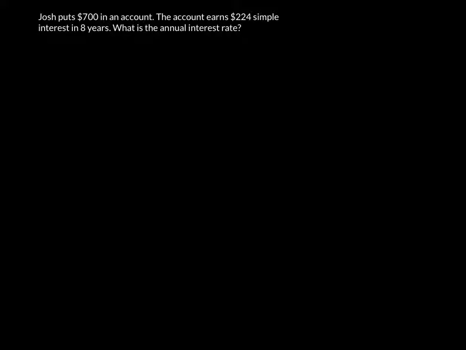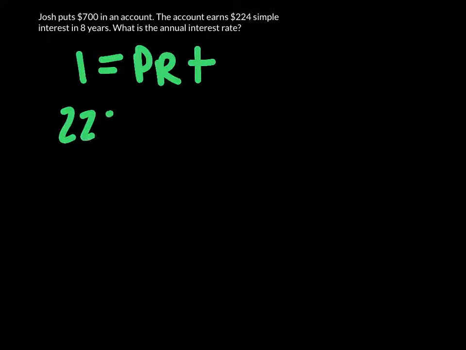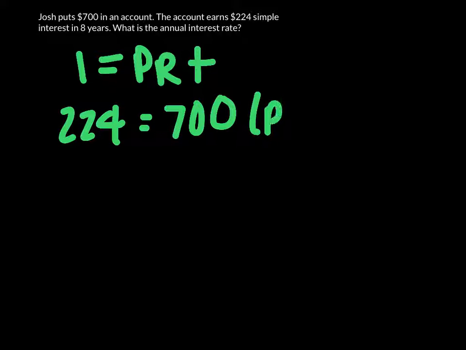So Josh puts $700 in an account. The account earns $224 simple interest in 8 years. What is the annual interest rate? We don't know the rate. Again, we're solving for rate. So the interest that we got is $224. The principal was $700 times R times 8.